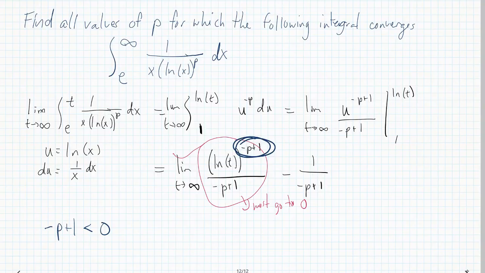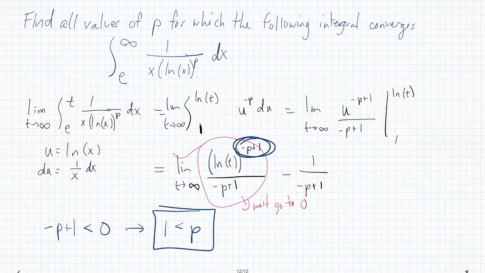So notice if we solve this inequality, we get p is greater than 1, and that is our final answer. Find all values of p for which the integral converges. It's when p is greater than 1. Now you might be concerned about this last part, but notice there's nothing going to infinity there. There's just a p value. So as long as p is greater than 1, you got this thing converging.